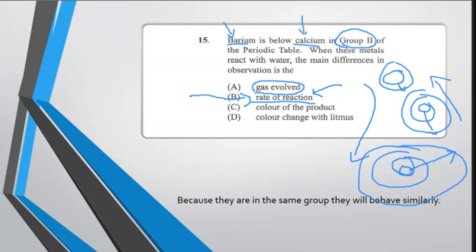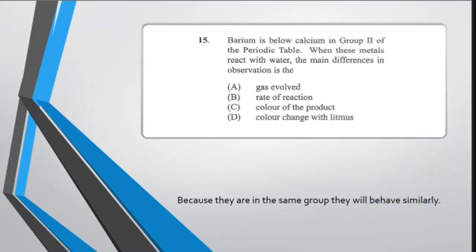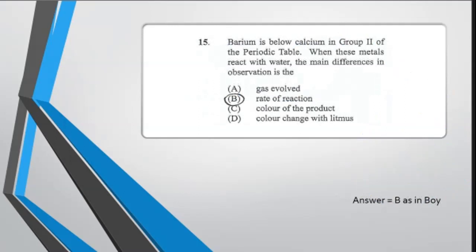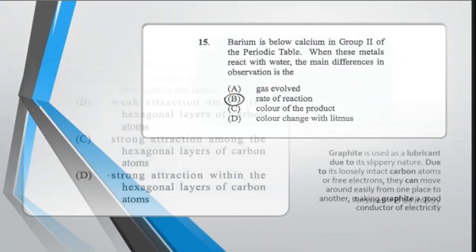Color of the product, they would produce similar colors. Color change with litmus paper, they would have a similar color change. Gas evolved, similar gases would evolve, but only the rate of the reaction would be different. So our answer to this question is B, as in boy. All right, 16.